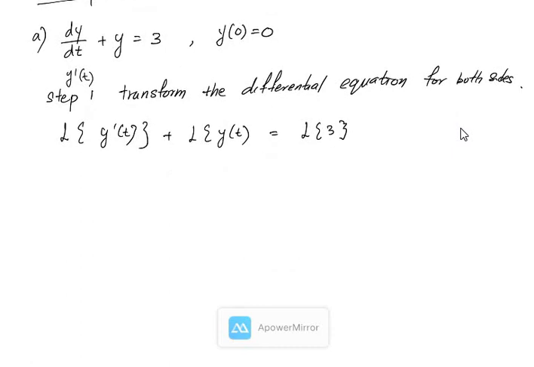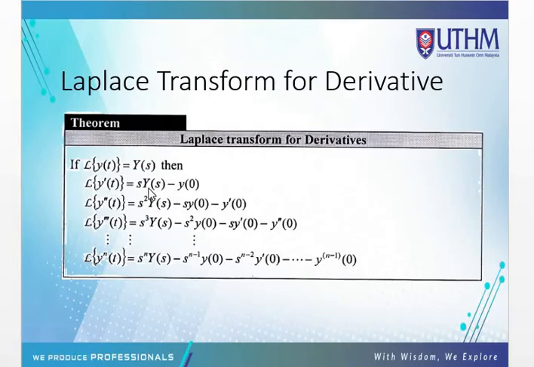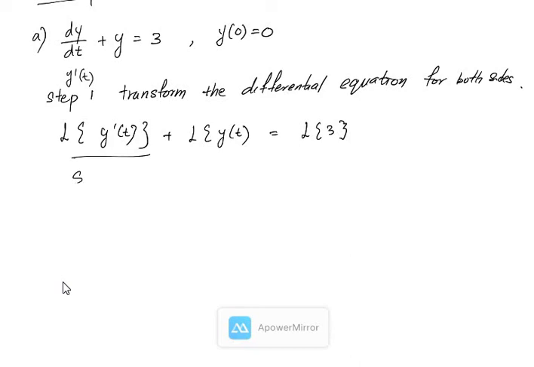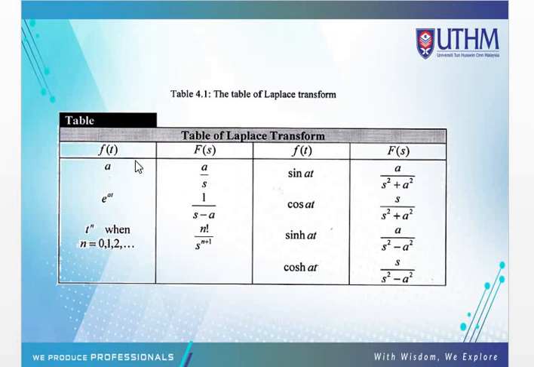As you know from the theorems, the Laplace transform of y'(t) gives sY(s) minus y(0). And the Laplace transform of y(t) is Y(s). For the Laplace transform of 3, we refer to the table of Laplace transform, where the Laplace transform of a constant a is a over s. So for the Laplace transform of 3, we get 3 over s.